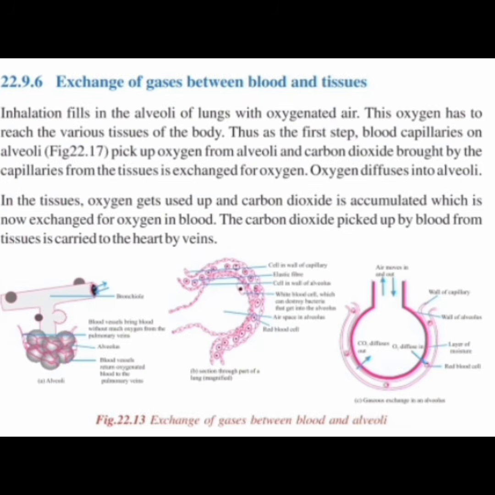So in those three pictures, if you zoom in, you can see that in the first picture there are alveoli, which are in the lungs, like a bunch of airbags. Here the blood vessels bring blood without much oxygen from the pulmonary artery. So when the blood enters here, it doesn't have a lot of oxygen.